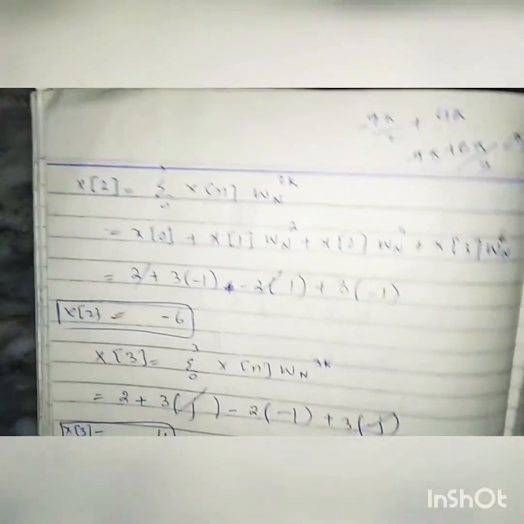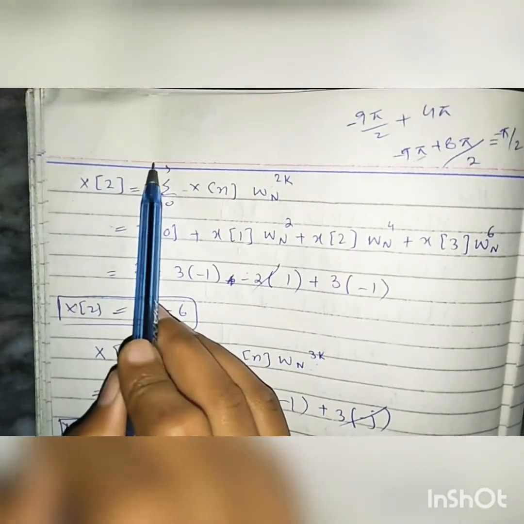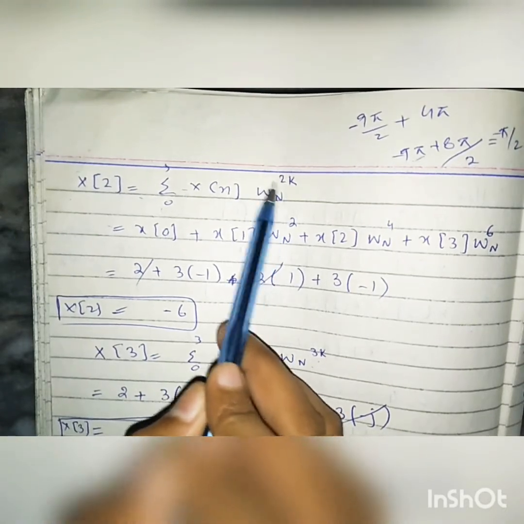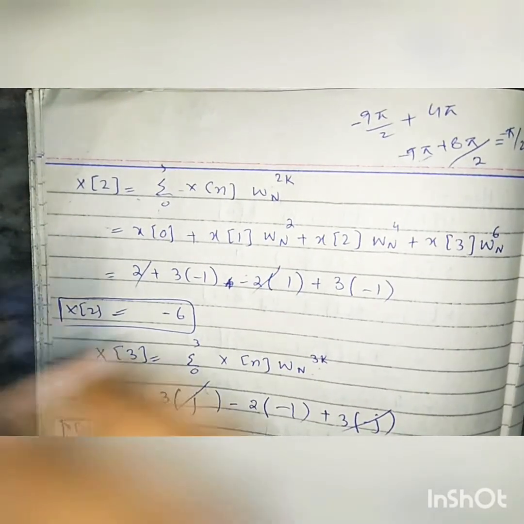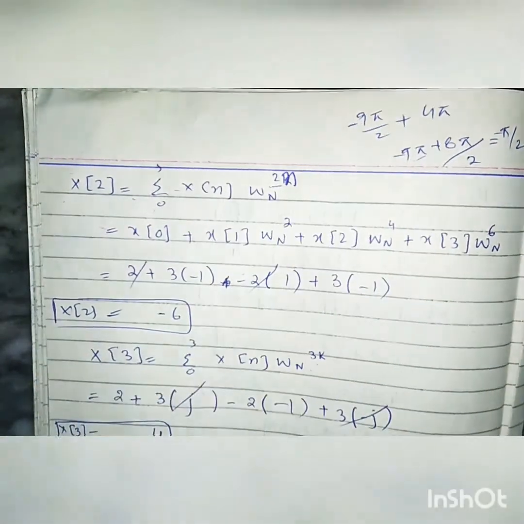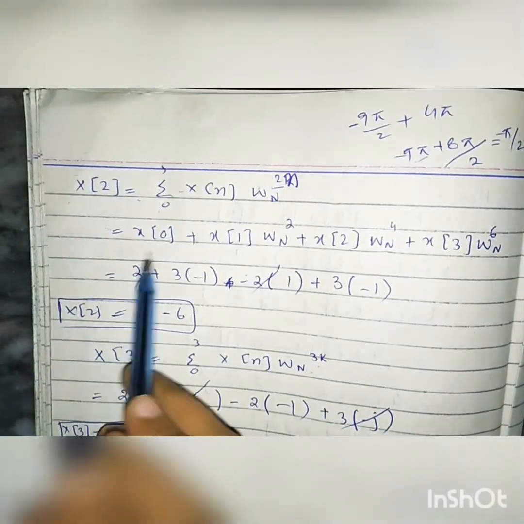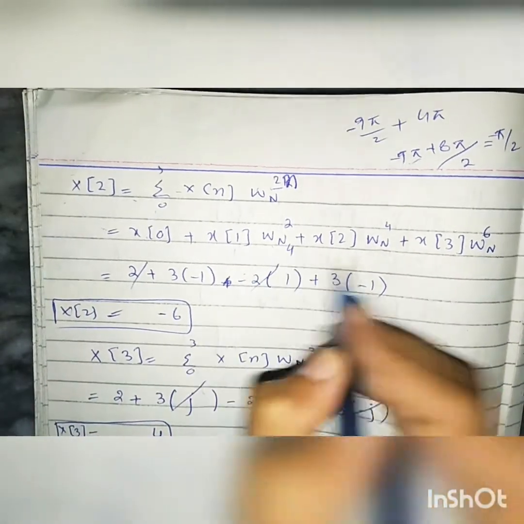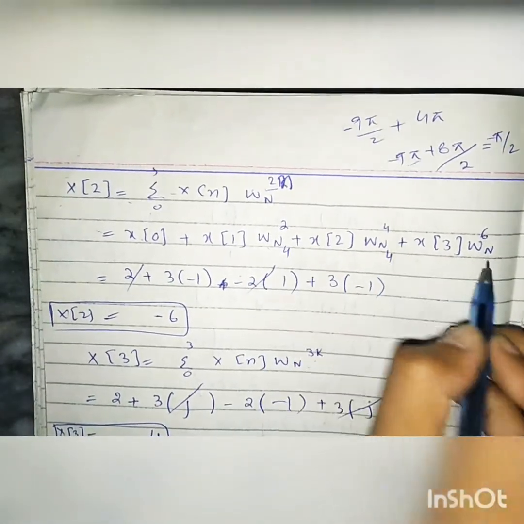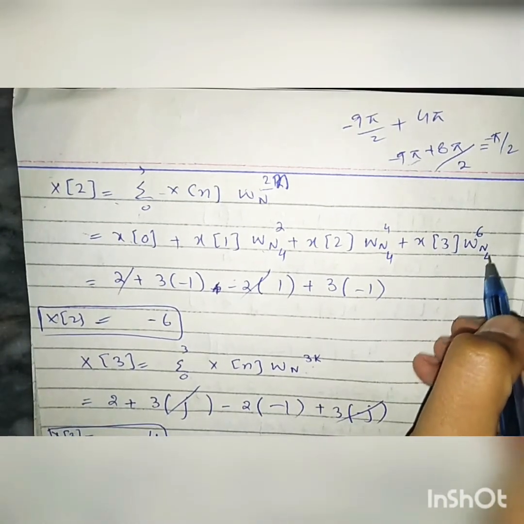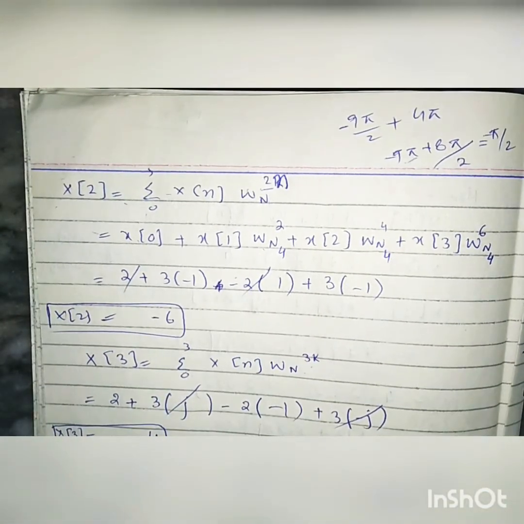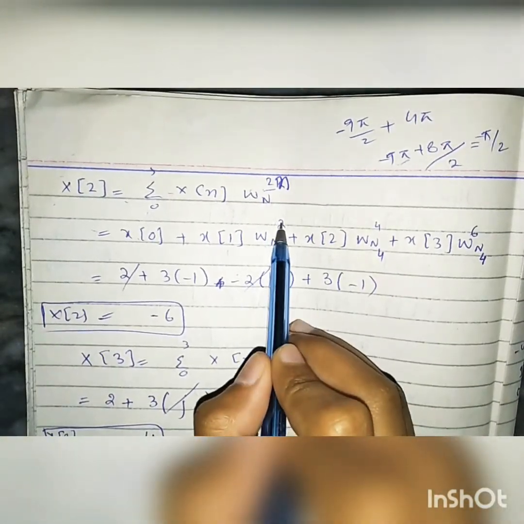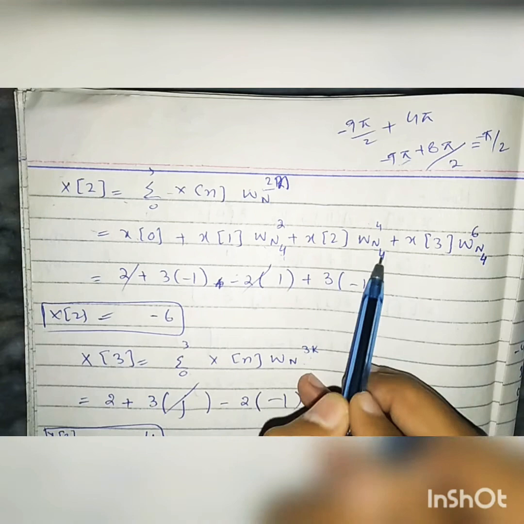So here is the next iteration. We need to find x of 2. X of 2 is the sum from 0 to 3 of x of n, wn, and now in place of k we have 2. Then we will do x of 0, x of 1, w4 of 0, w4 of 2, w4 of 4, and so on. So w4 of 2, you know this value. W4 of 4, you don't know this value.